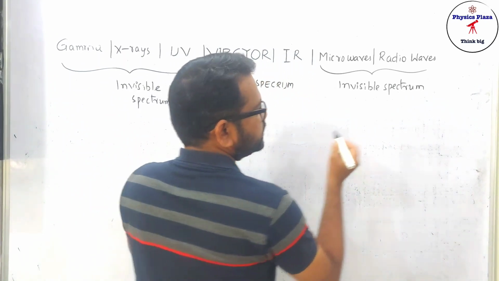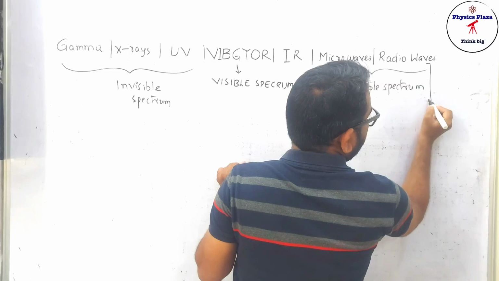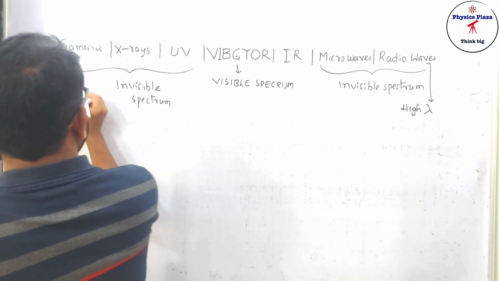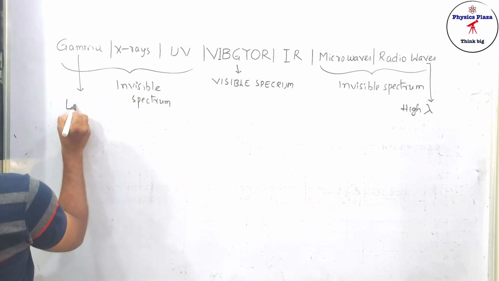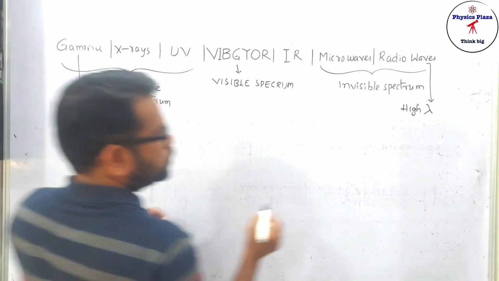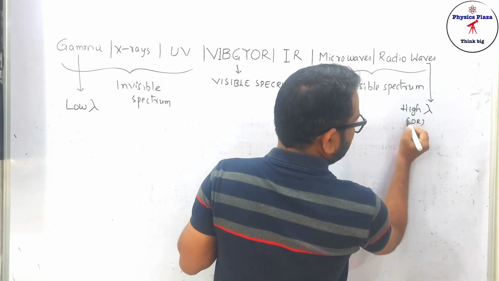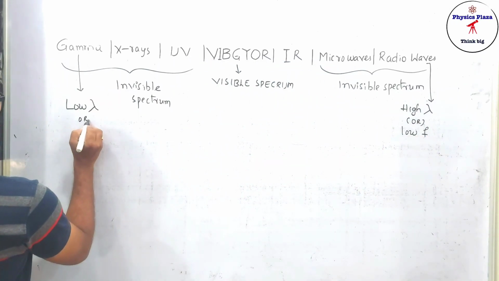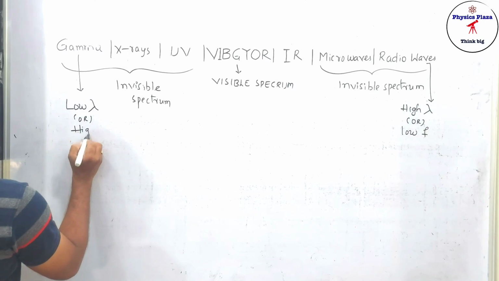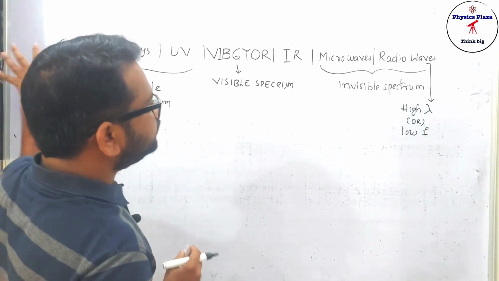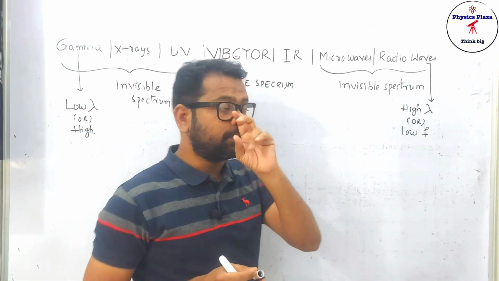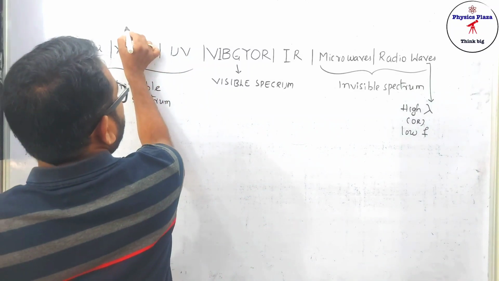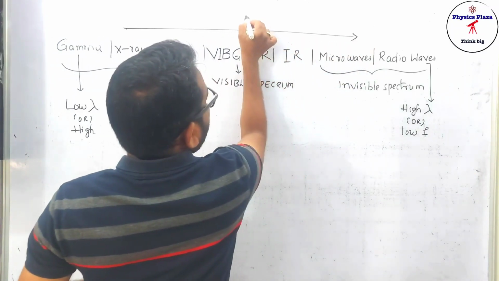Children, in this electromagnetic spectrum, radio waves have high wavelength, whereas gamma rays have low wavelength. High wavelength means low frequency, and here it is a high frequency. So children, from the examination point of view, this is very important, how the questions can be asked. Gamma rays have the lowest wavelength, radio waves have the highest wavelength, which means from gamma to radio the wavelength is increasing.